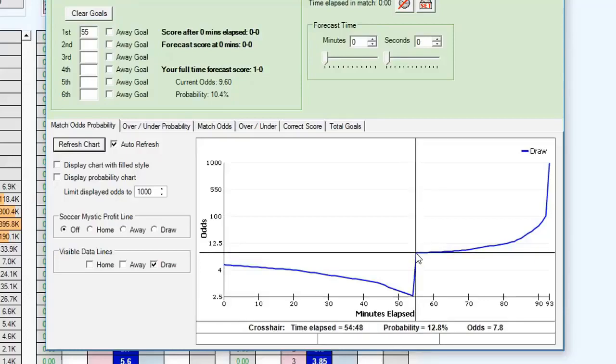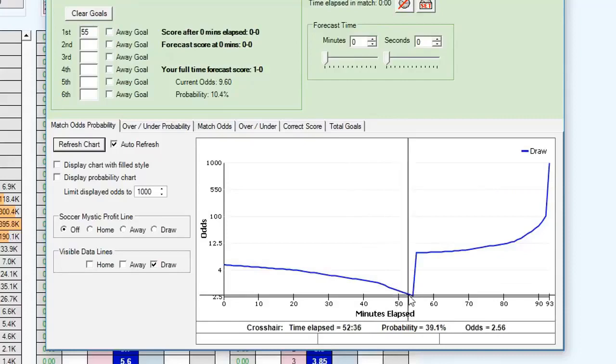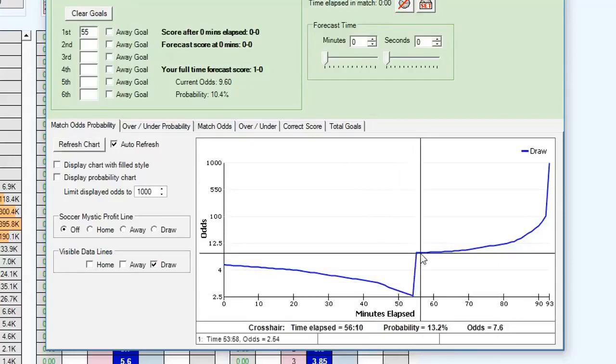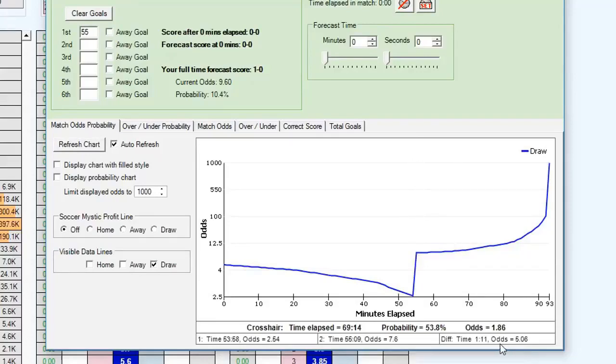If you want to calculate roughly what your position would be, what your potential trade value would be, click down here, click up here, and then it'll give you the difference in the bottom bit of the bar here.